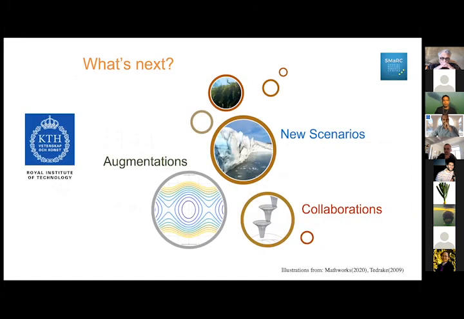So putting all of these together, now what I'm looking at is applying this to new scenarios on the actual hardware, and also on augmentations, and how this can be used for collaborations as well.